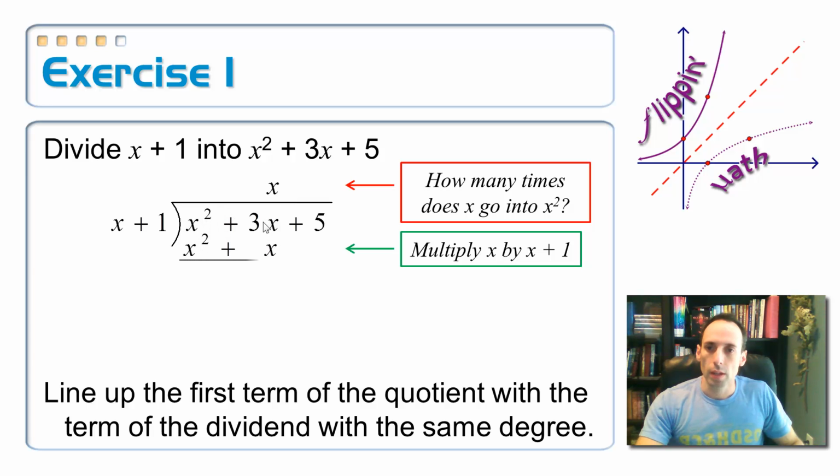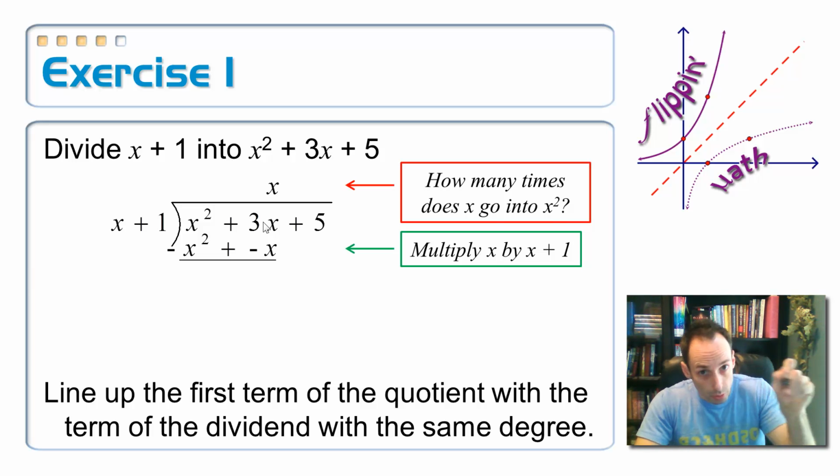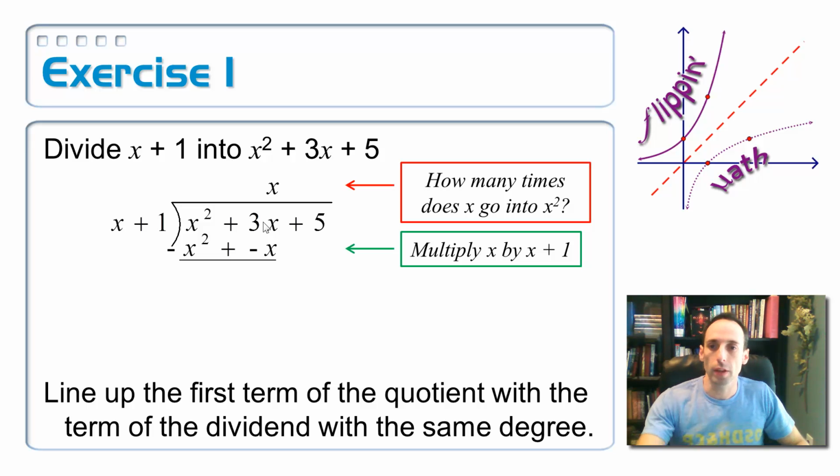And now, what do I do with these two? I subtract them, just like I did with long division. So I'm going to subtract, and that just simply means that I'm going to change both of the signs. Whenever you're doing this, go ahead and change both of the signs. So x squared minus x squared, those are gone. 3x minus x is 2x, so bring that down. And then I bring down the plus 5.